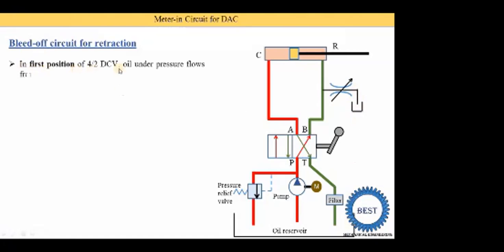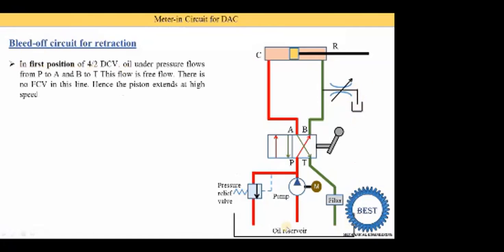So in the first position of the 4/2 DCV, this diagram is actually for the second position, not for the first position. We know that during the first position extension is going on, and during this extension we are not able to control the speed. That's why it goes at higher speed. We are only able to control the speed during the retraction, and the retraction happens in the second position of the directional valve. So in the first position we are not able to control the speed, so they move at higher speeds.